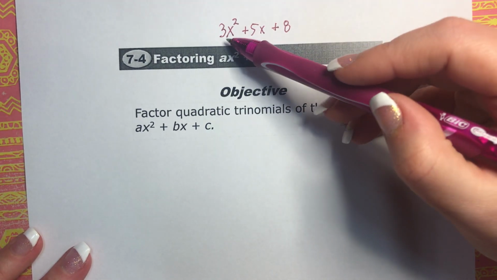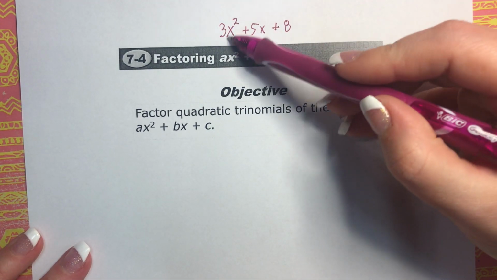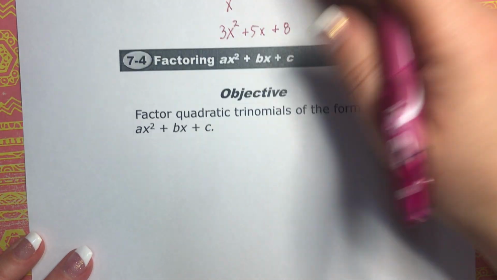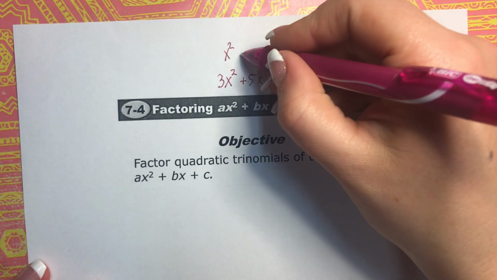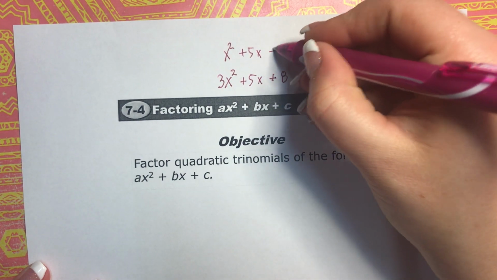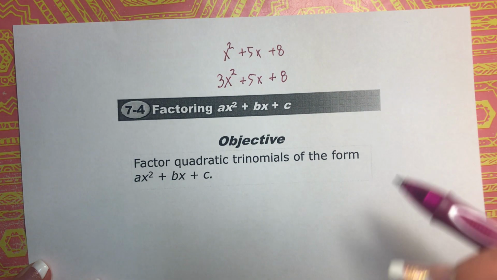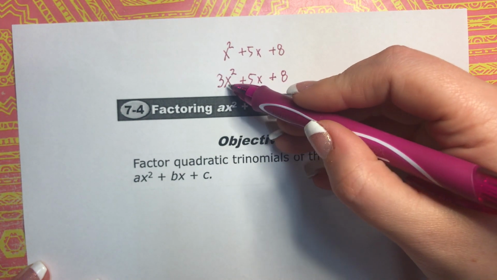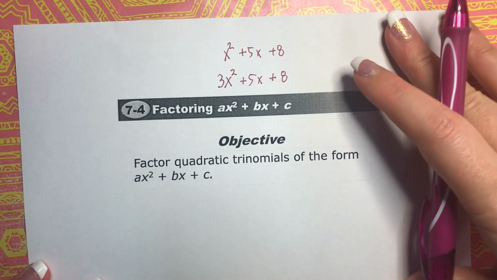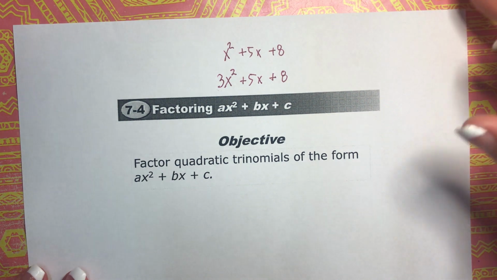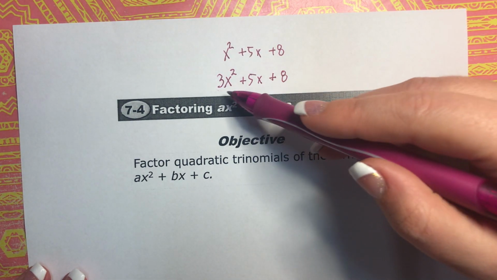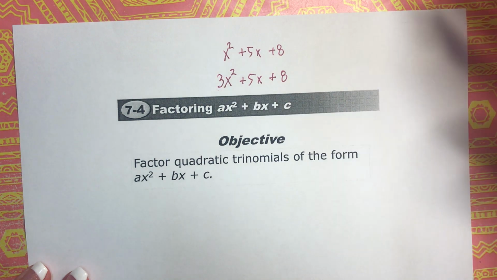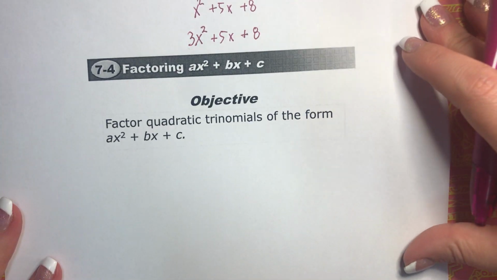So the difference between the last section and this section is that in the last section, it was just x squared, right? X squared plus 5x plus 8. But in this lesson, there's going to be an a. There's going to be a number other than 1 in front of x squared. And so we're going to do the same thing with the reverse FOIL method, but it's just going to be slightly more complicated because of this number here. So let's go ahead and get started.